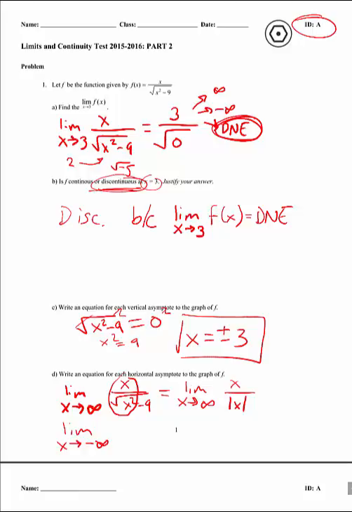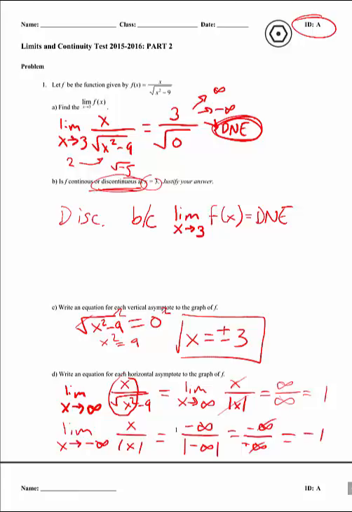Okay, so now this is just infinity divided by infinity, or just 1, right? Because those can cancel. When we do the negative case, we get the same x divided by absolute value of x. But now when we plug in negative infinity, right, we get negative infinity divided by positive infinity, which becomes negative 1. So we have 2 asymptotes here. We have y equals 1 and y equals negative 1. And that was a little bit of a trickier question.